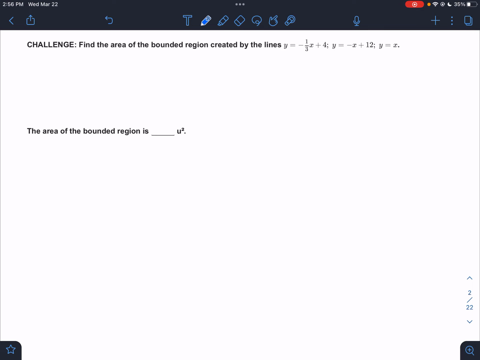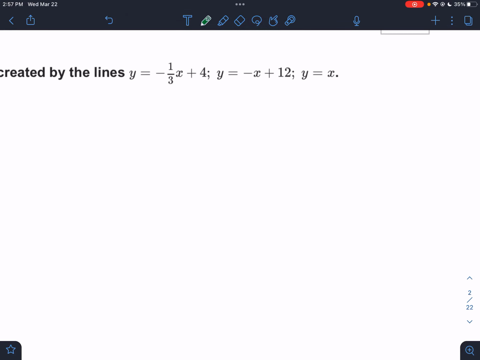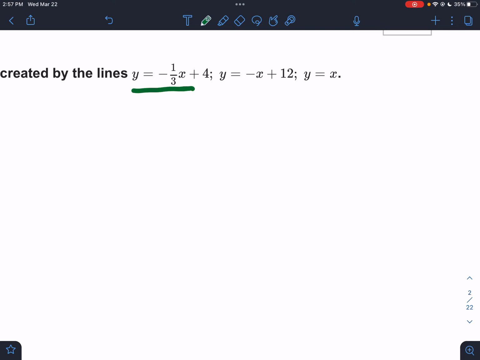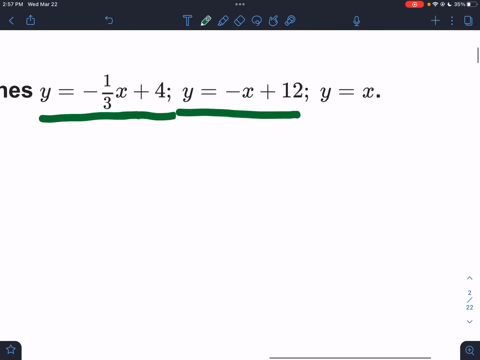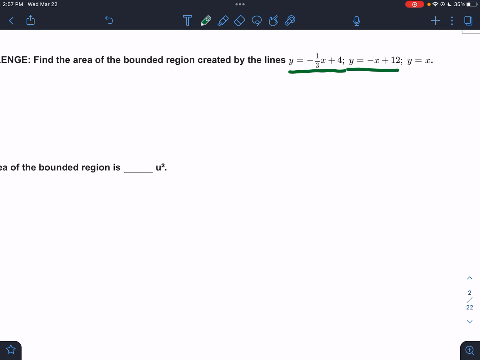So it says find the area bounded by the region created by these lines. We need to know where they intersect, but we don't have a graph. So what we're going to have to do is a system of equations. We're going to take the first two equations. What we're essentially doing is we're taking this part of the equation and plugging it in for y. Or your Algebra 1 teachers might have said something like set them equal to each other. So it's y equals something, y equals something. We're going to take those somethings, in this case negative 1/3 x plus 4 and negative x plus 12, and we're going to set them equal to each other. And we're going to solve.